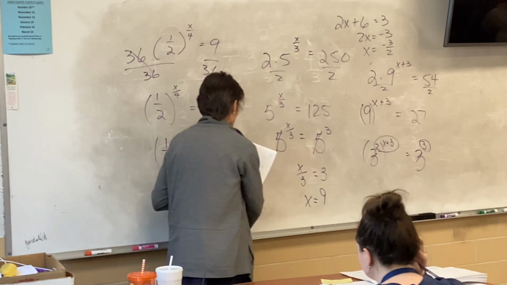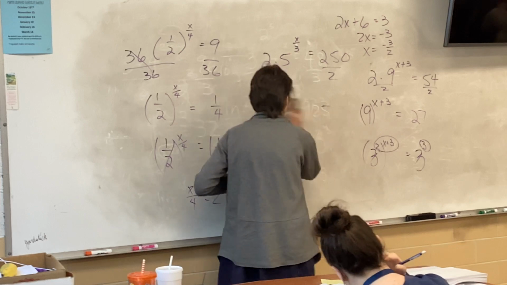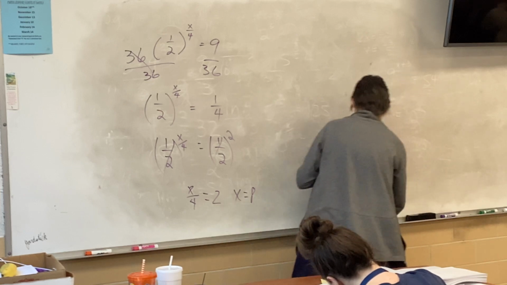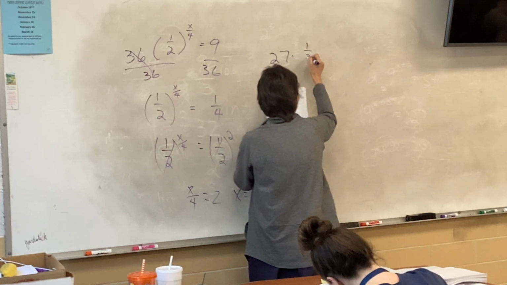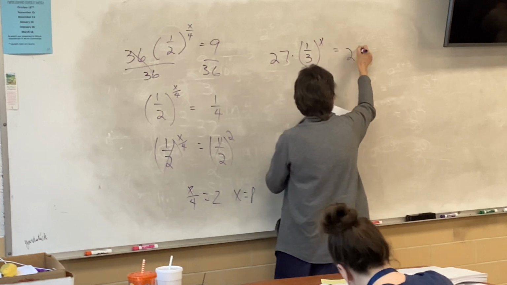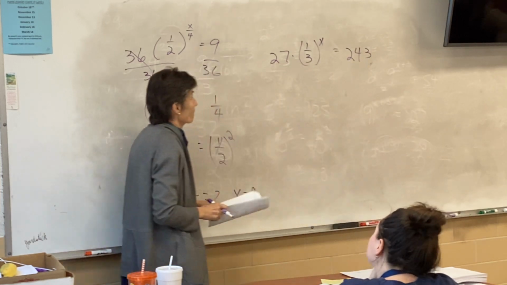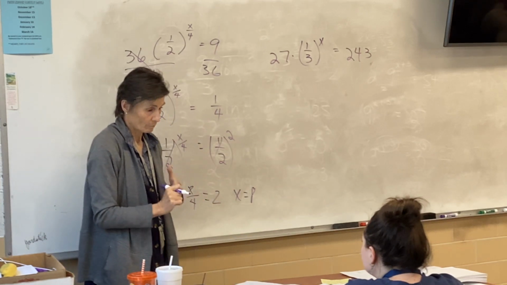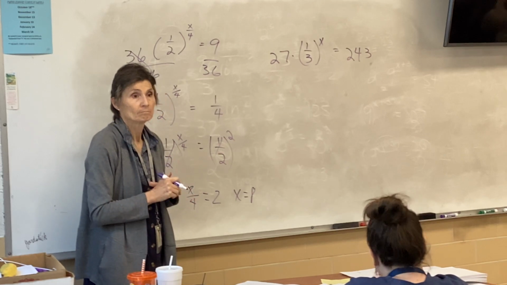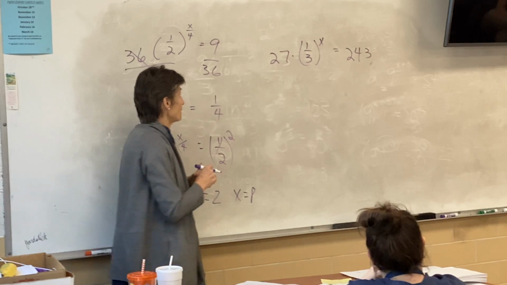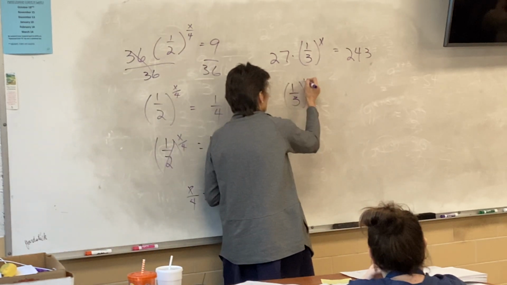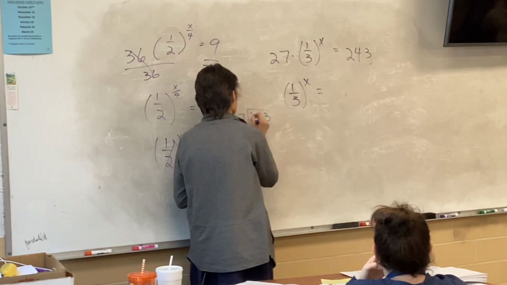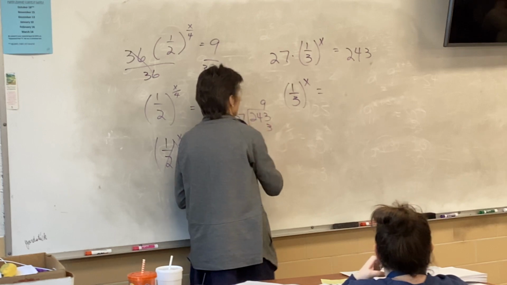What am I ready for? H? Okay, here we go. Jeanette, what do I do first? Yep, divide by 27, so 1/3 to the x equals 243 divided by 27, is that 9? Yeah.